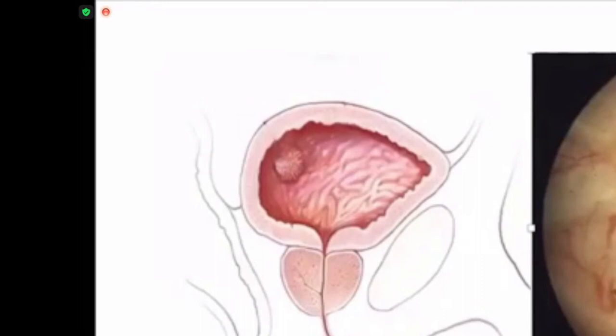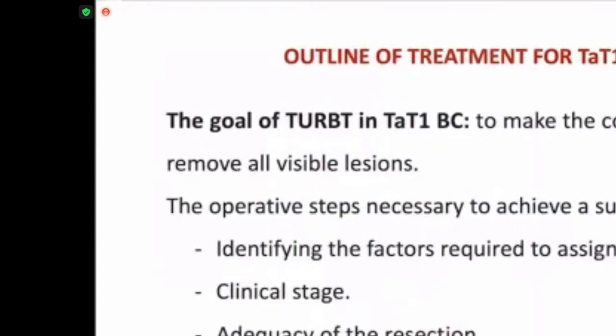So you can see this is a typical picture of TCC, a solid bladder tumor. The goal of transurethral resection of bladder tumor, or TURBT, is to make the correct diagnosis and completely remove all visible lesions. The operative steps necessary to achieve successful TURBT include identifying the factors required to assign disease risk, such as number of tumors, size, characteristics, the presence of CIS, recurrent versus primary tumor, clinical stage, adequacy of the resection or visually complete resection, and finally, the duration of complication.